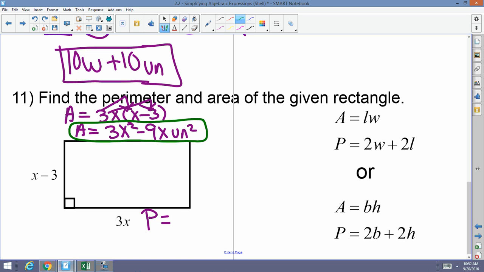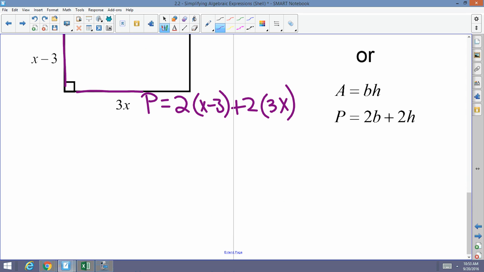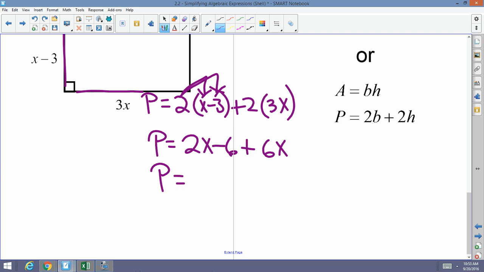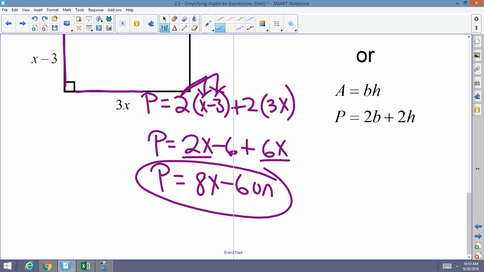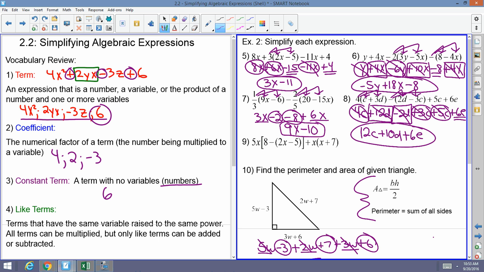I appreciate that. Now the perimeter, my brothers, is going to be 2 times the width, which is x minus 3, plus 2 times the length, which is 3x. This guy and this guy are interchangeable. You can see one as width or one as the length. It doesn't really matter. It's not going to change the values of your perimeter or area. And then perimeter will equal, distribute, 2x minus 6 plus 6x. Perimeter equals 2x's plus 6x's, which is 8x minus 6, and that will be units. And bada bing, bada boom, we're done.